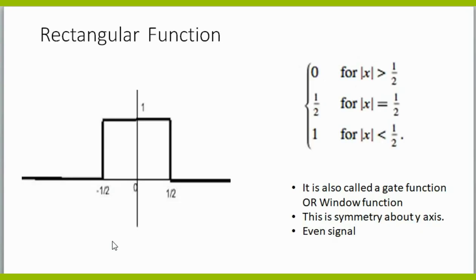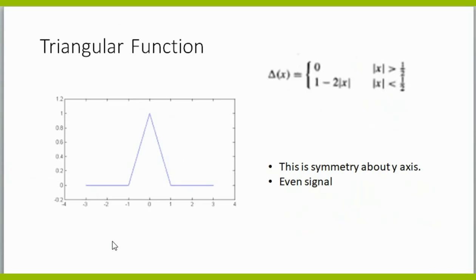And here, similar to the rectangular function, we have the triangular function. This triangular function can be expressed with this equation, that is 0 when x is greater than half. Here actually this is a mistake. It should be 0 if x is greater than 1, the total time, and 1 minus 2x when x is less than half. Here it is 1. Here I have given minus 1 to 1, so just change it here to 1.